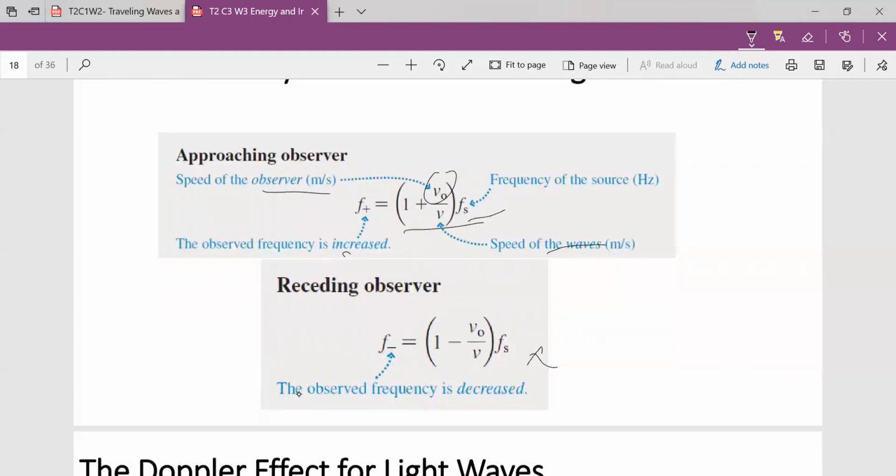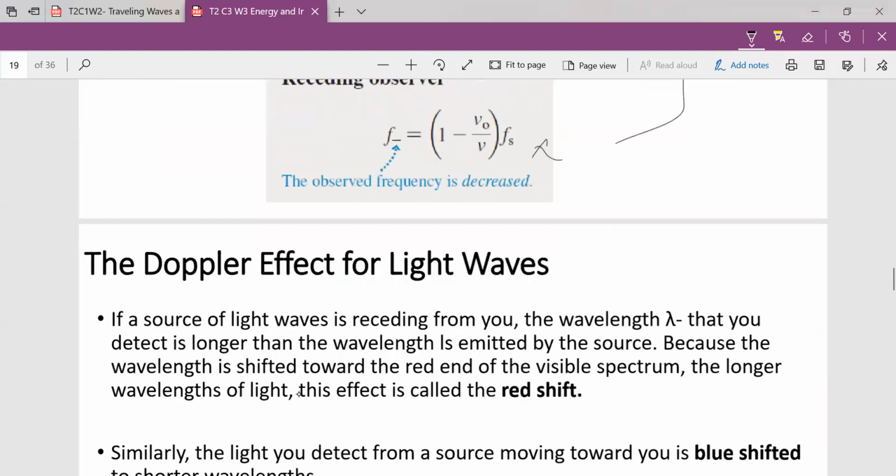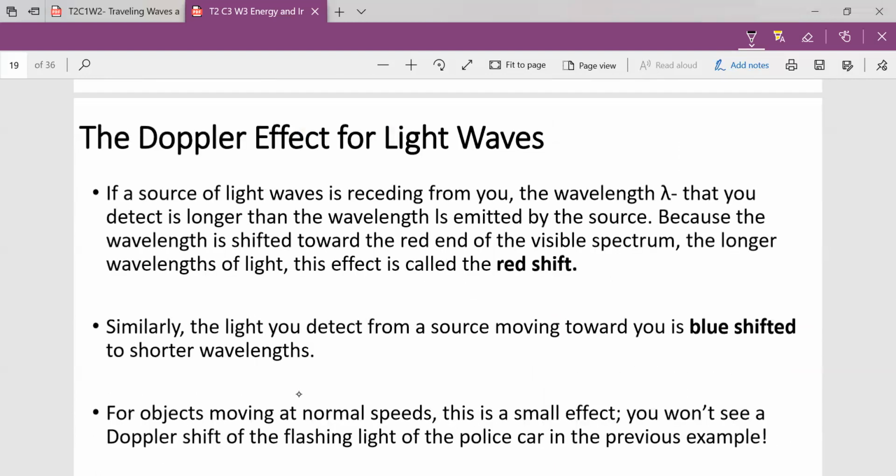So it's the same way we apply it for solving problems. When it's emphasized that the observer is the one that is in motion, you use these two equations. But when it is the other way around, which is the source that is in motion, use the previous equation as we have applied earlier. So let's see another one, the Doppler effect for light waves.